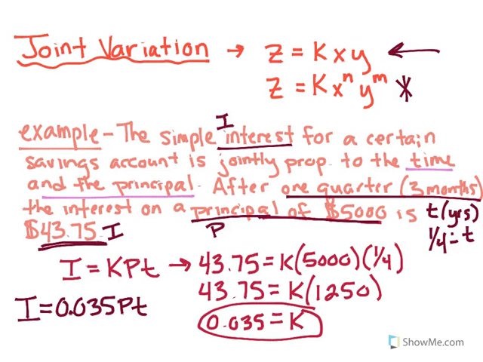So what is that 0.035 actually telling us in terms of this interest? This actually represents the interest rate. So this right here is your rate. In terms of a percentage, we move the decimal place over 2 spots and we get 3.5%. So we know everything that there is to know about this particular problem in this simple interest.